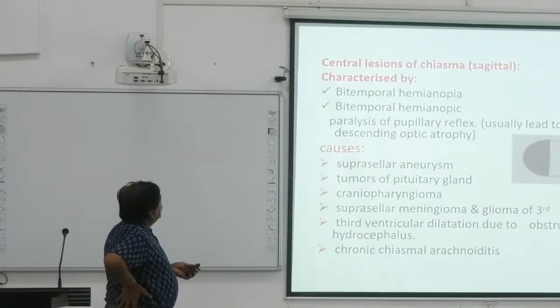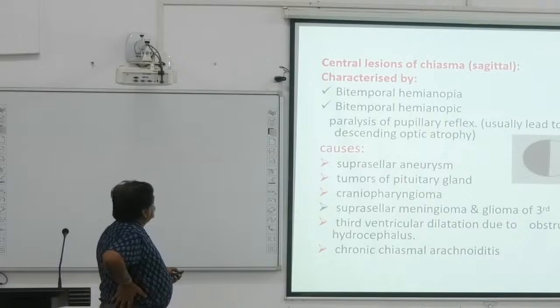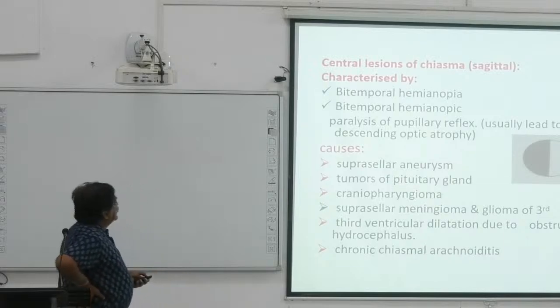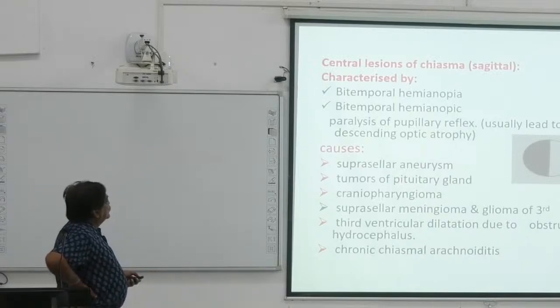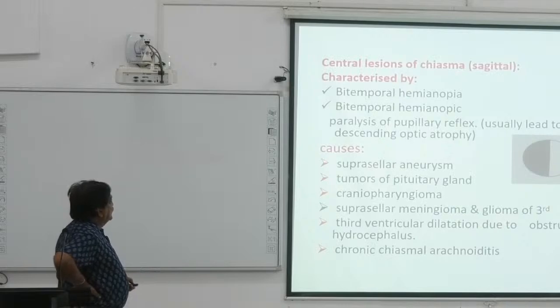Central lesion of the chiasma is characterized by bitemporal hemianopia, paralysis of pupillary reflex, leading to partial descending optic atrophy. Causes: suprasellar aneurysm, tumors of the pituitary gland, craniopharyngioma, suprasellar meningioma and glioma of the third ventricle, and third ventricular dilatation due to obstructive hydrocephalus, chronic chiasmal arachnoiditis.